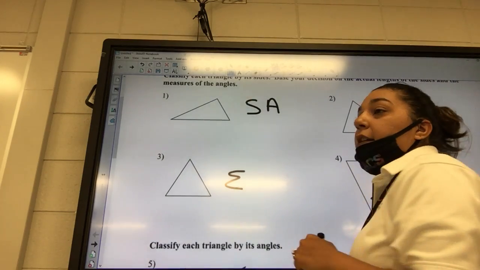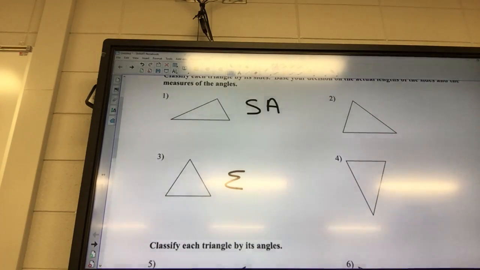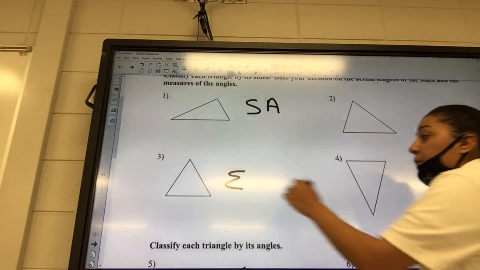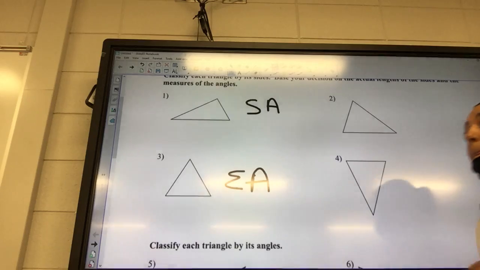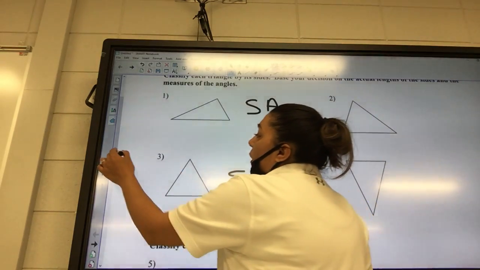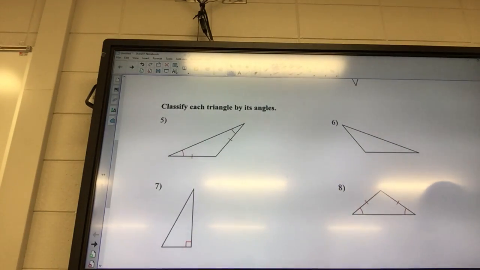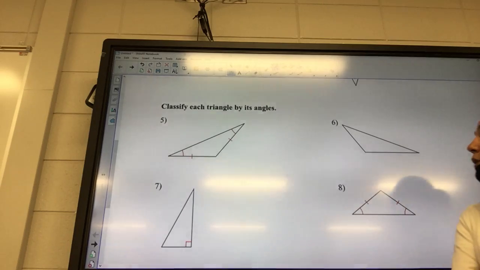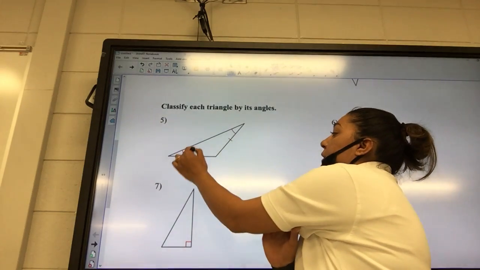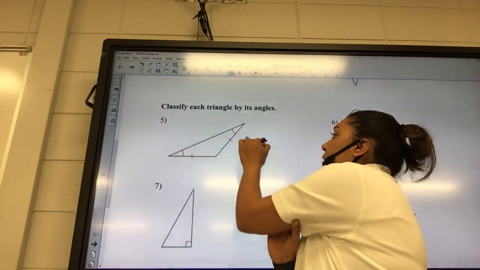Is it acute, obtuse, or right? Acute. The ones with no markings are kind of harder to tell. Number 5, is it scalene, isosceles, or equilateral? It's an isosceles. Why? It's got 2 tick marks, so that means this side and this side are the same. So it's going to be an isosceles.